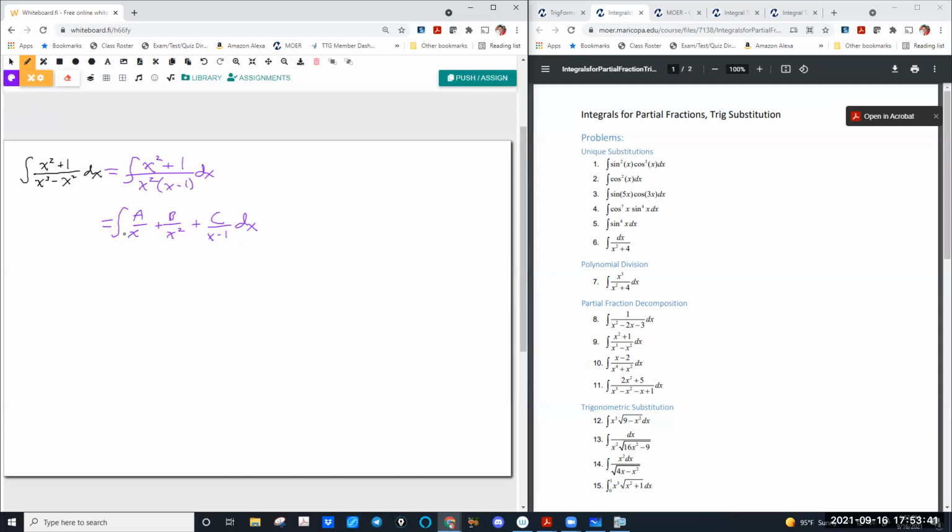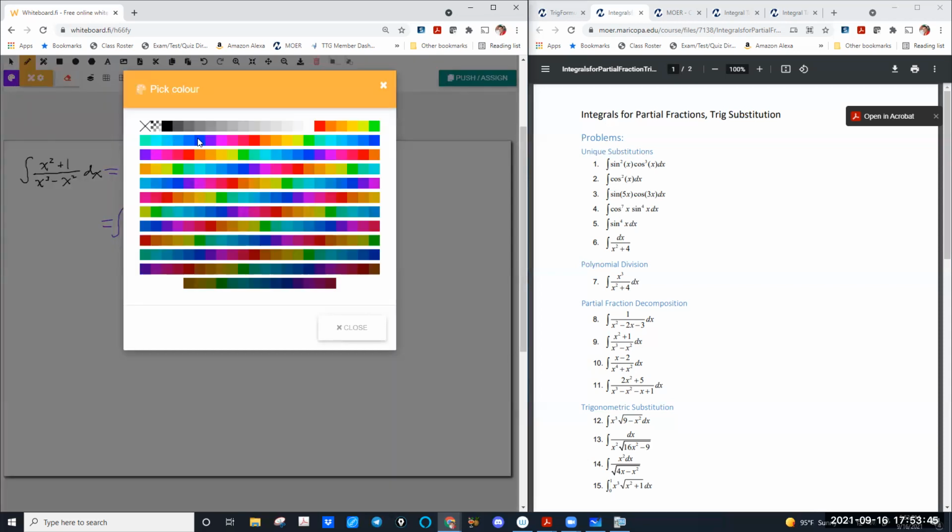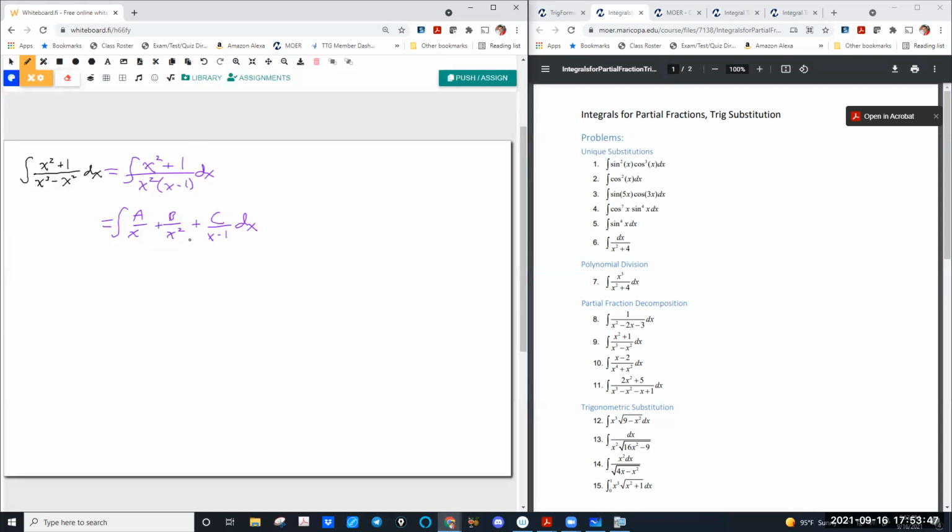Okay, let's talk about setting up our system. Like I said, I'm going to show you the way that I like to do it. It's a little quicker than what we did in the last one. So each of these guys has to be multiplied by what it needs to make the common denominator. Here's the common denominator right here. So what does a need to be multiplied by? It needs to be multiplied by another x and x minus 1.